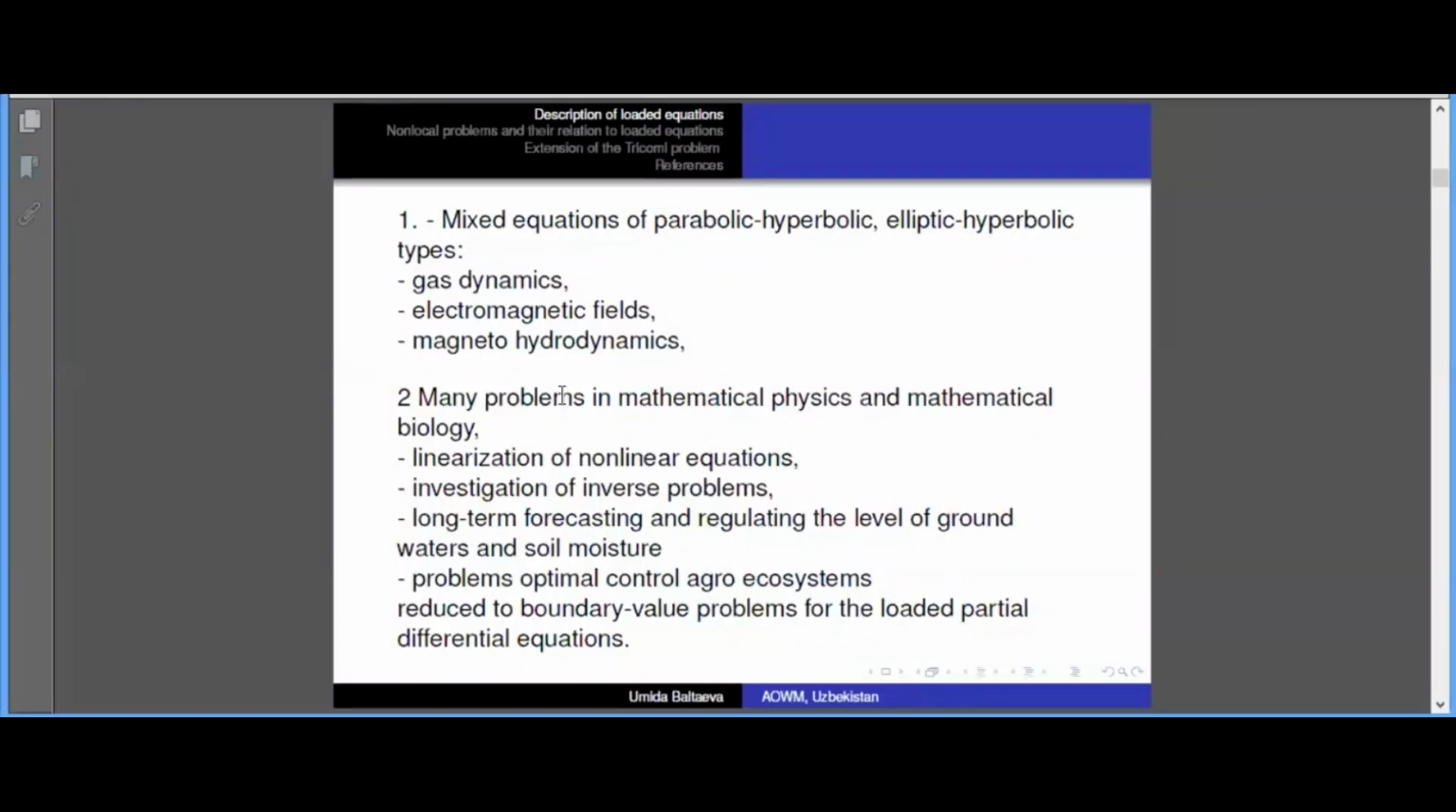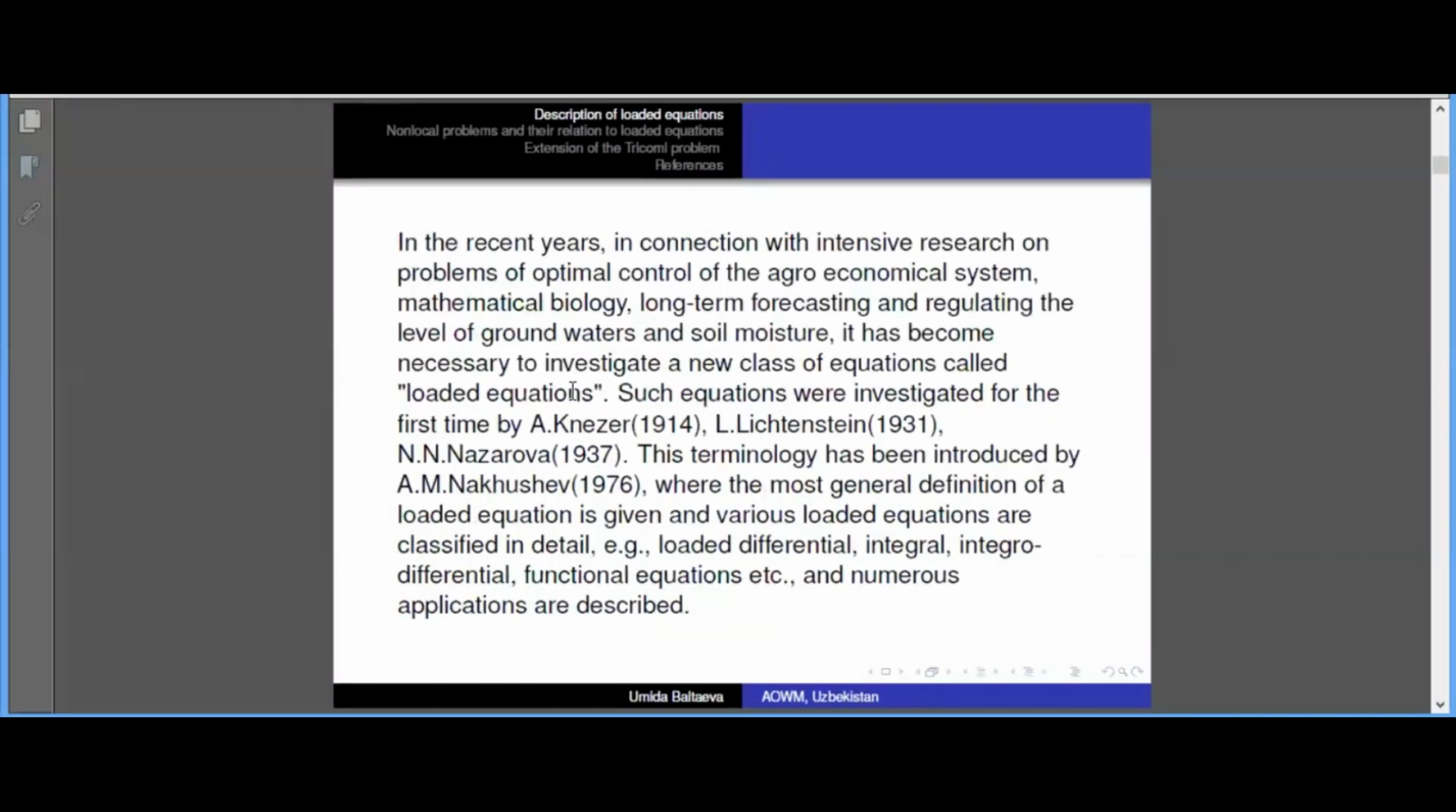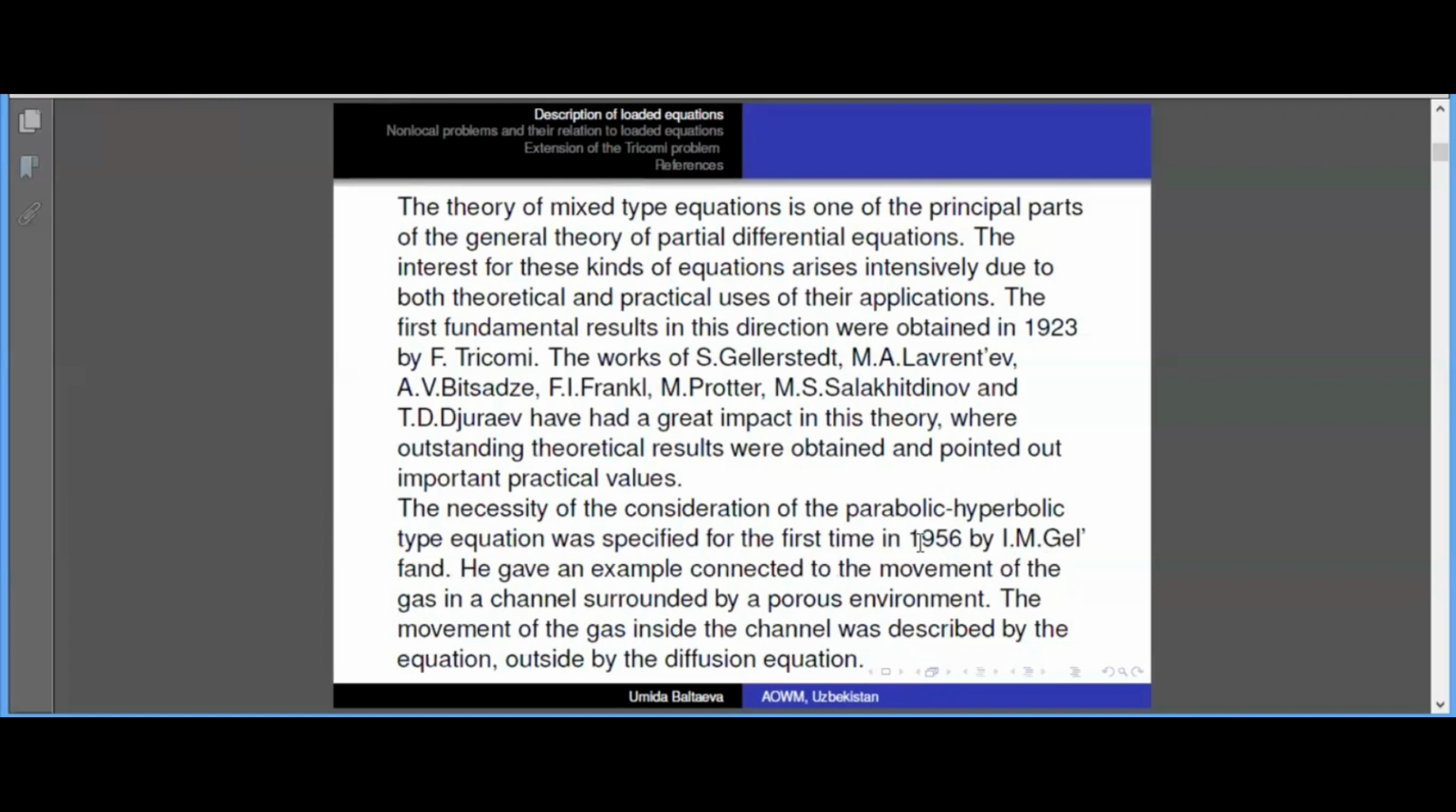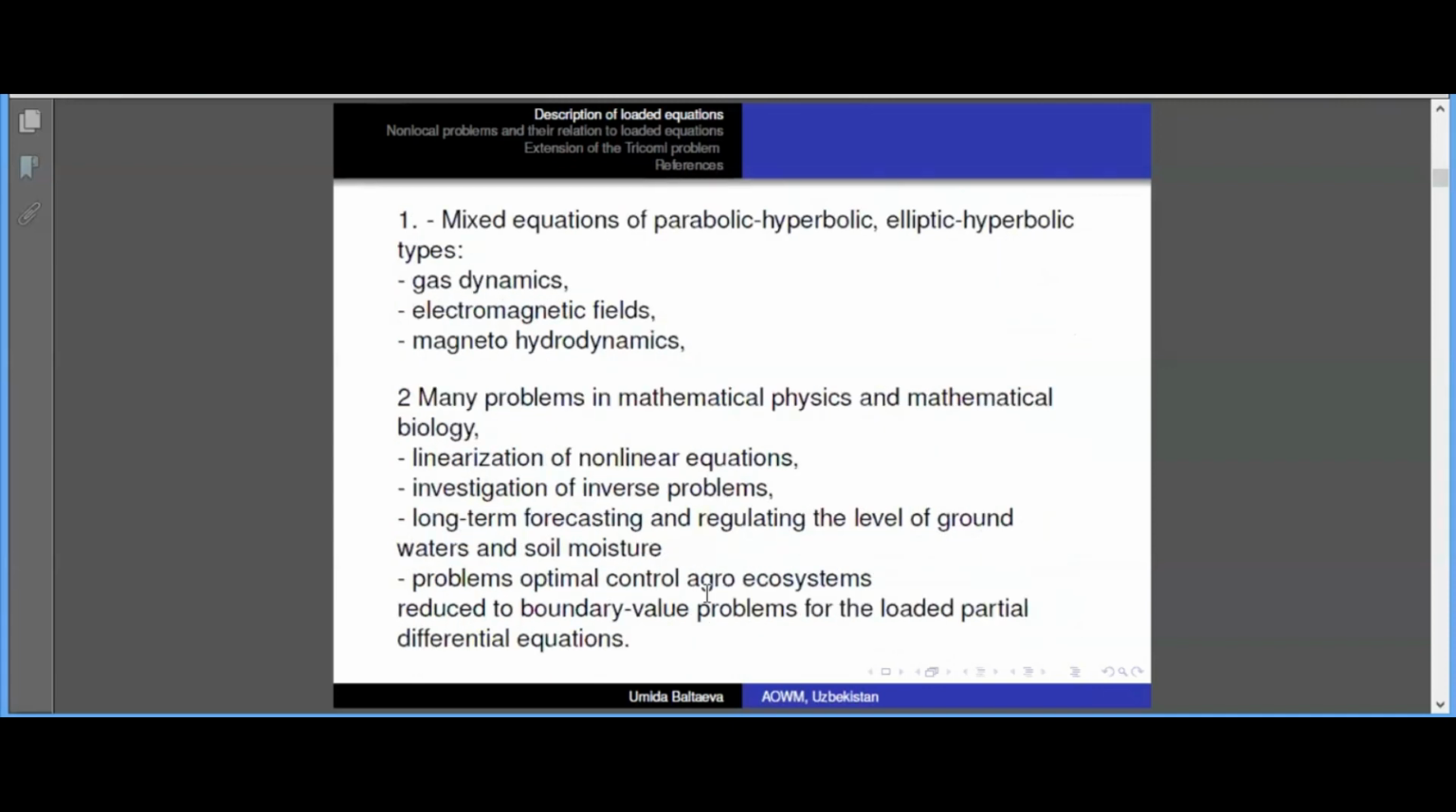The first time these kinds of equations were investigated was by Dzhuraev in 1956 for the parabolic-hyperbolic type equation. He gave an example connected to the movement of gas in a channel surrounded by a porous environment. The movement of the gas inside the channel was described by the wave equation, and outside by the diffusion equation.